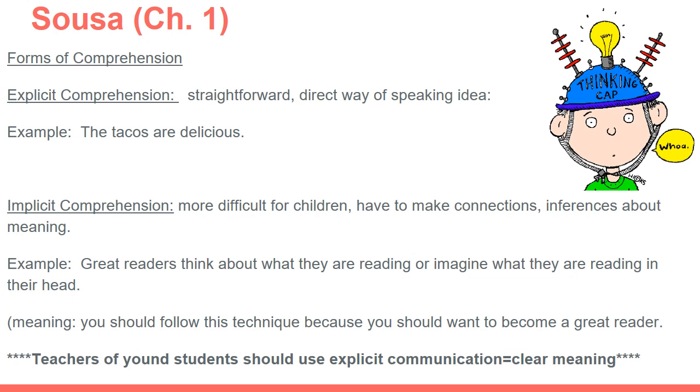Sousa explains that beyond those 3 types of semantics we talked about, there are also ways that children comprehend things. There are 2 types of comprehension. You have explicit comprehension, which is straightforward. It's a direct way, speaking to the point, like, I am hungry, my dog is barking, my cat is scared. Very direct speaking. That would be explicit comprehension, because it wouldn't take much for a child to understand that.